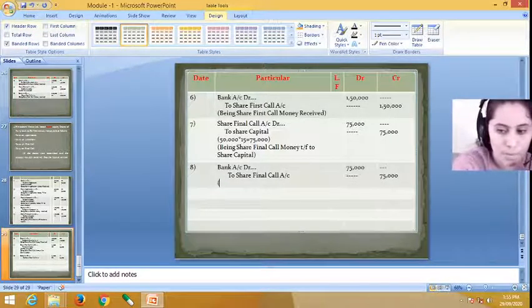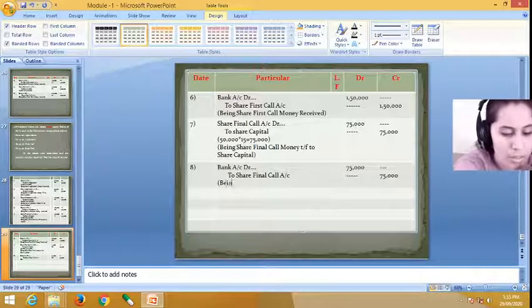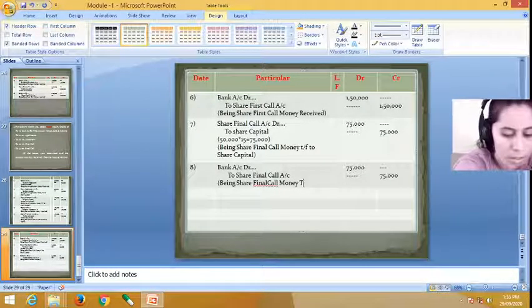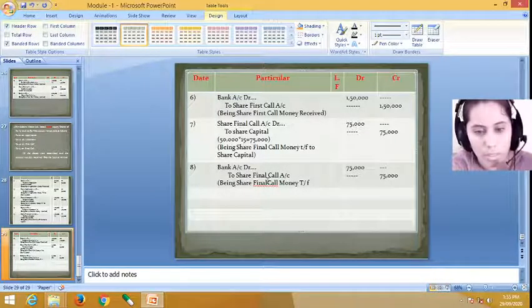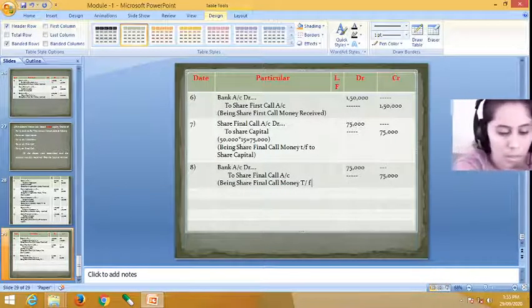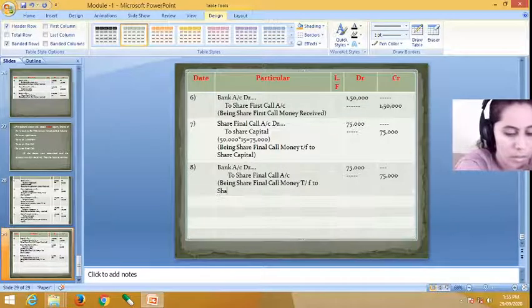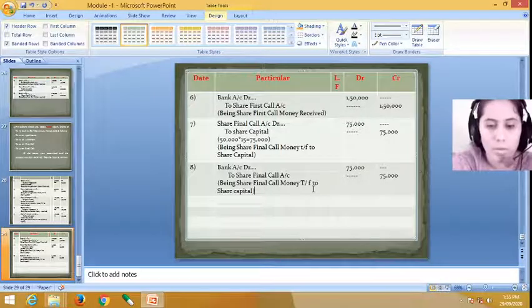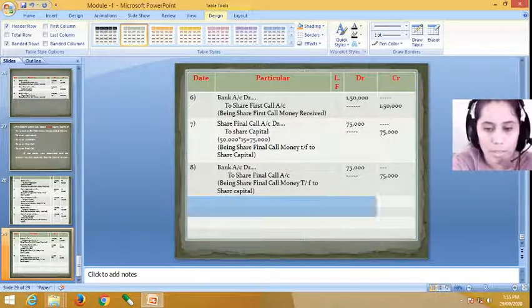Narration is: Being share final call money received.